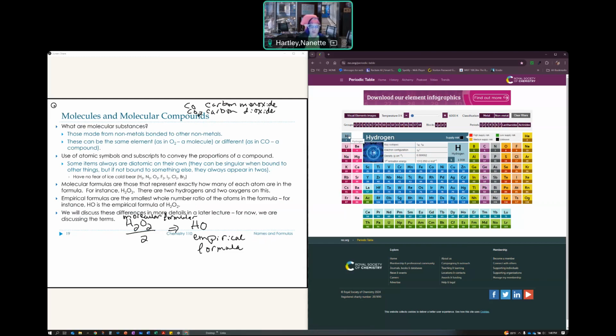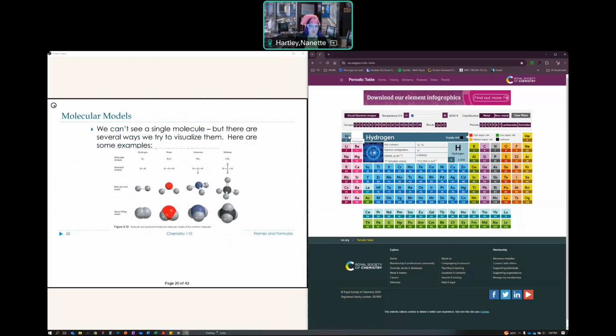It's important that we can determine what the empirical formula is. We need to be able to get to the molecular formula from an empirical formula, and I'll talk about that in just a minute. One other thing I want to talk about before I get to the empirical formulas. We need to talk about molecular models.